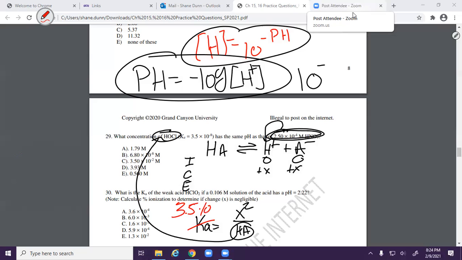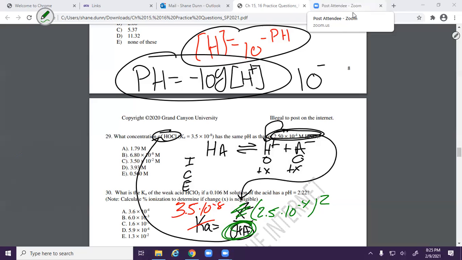Ka is 3.5 times 10 to the negative 8th. We know what our X value is because we're told it's the same pH as this guy. So you can get rid of your H value and just plug in 2.5 times 10 to the negative 4th. Square that. This is what we're solving for now. That's my bad. I misread the problem. That's why you guys got confused. I do apologize for that. So that's what you're solving for, that guy down there.